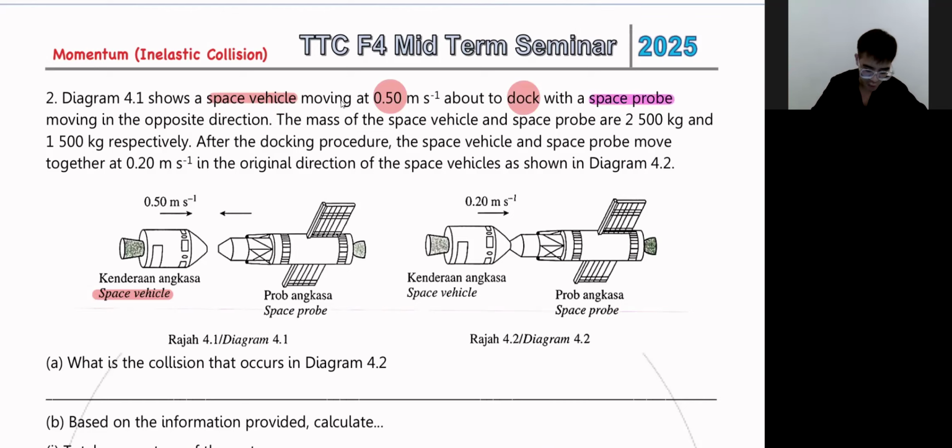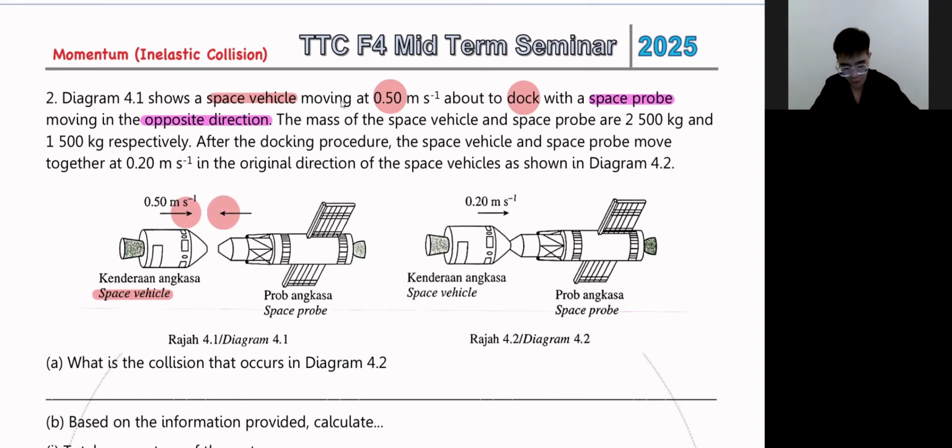So the red color highlights the information for the space vehicle, and the pink color highlights the information for the space probe. The question tells you that the space probe is moving in the opposite direction. In the diagram, you can see the arrow showing the space vehicle moving towards the right, while the space probe moves in the opposite direction, to the left.